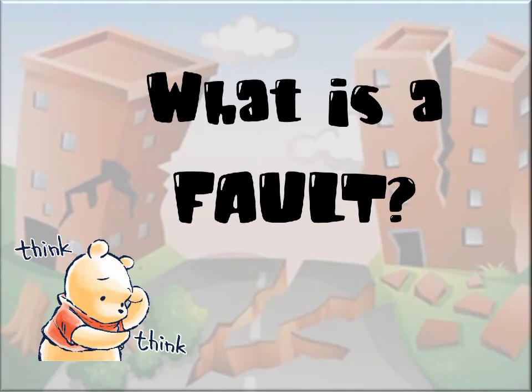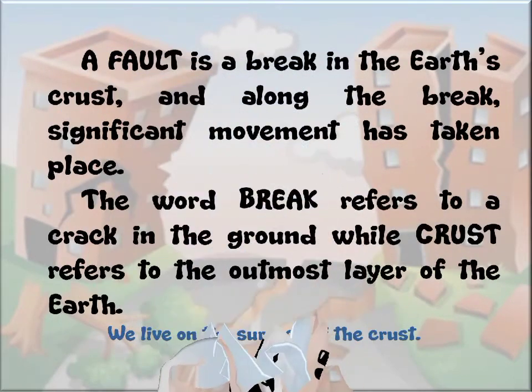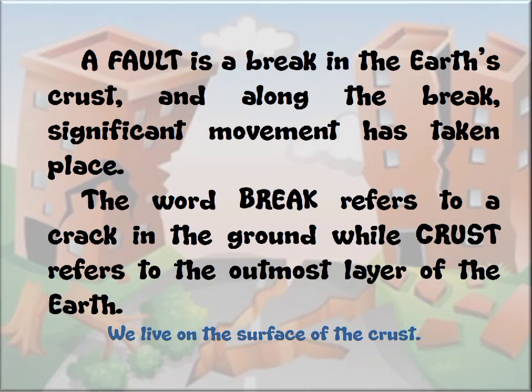What is a fault? A fault is a break in the Earth's crust, and along the break, significant movement has taken place. In the last figure that was shown on the screen a while ago, there are two portions of land that are definitely broken and grinding with each other. That break that is grinding is what we call a fault. The word break refers to a crack in the ground, while crust refers to the outermost layer of the earth. And we are living on the surface of the crust, not inside or outside the earth, but on the surface.